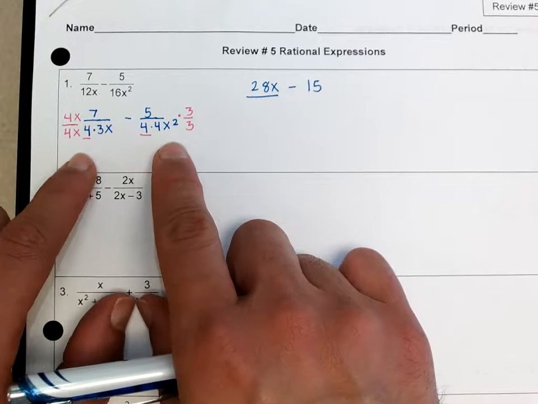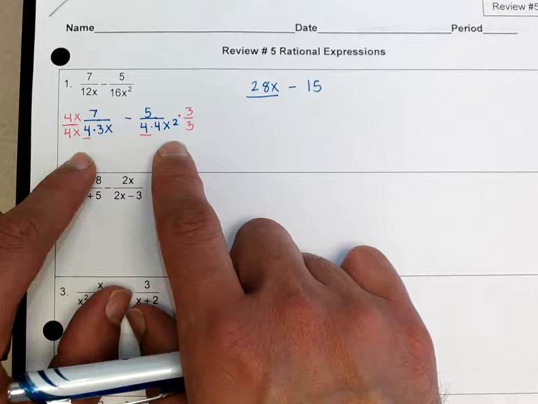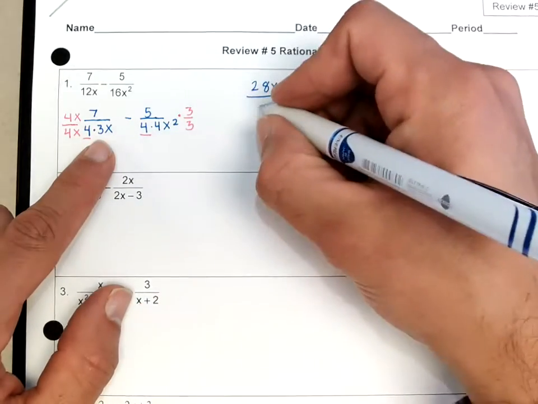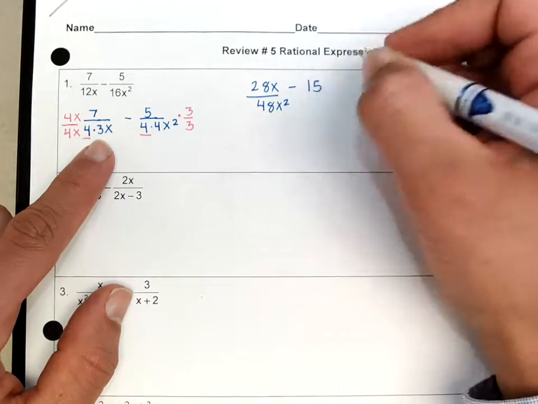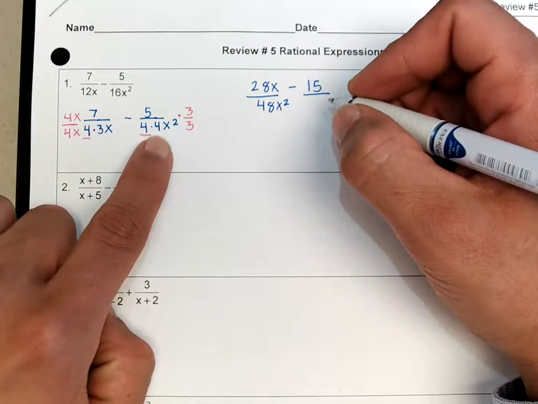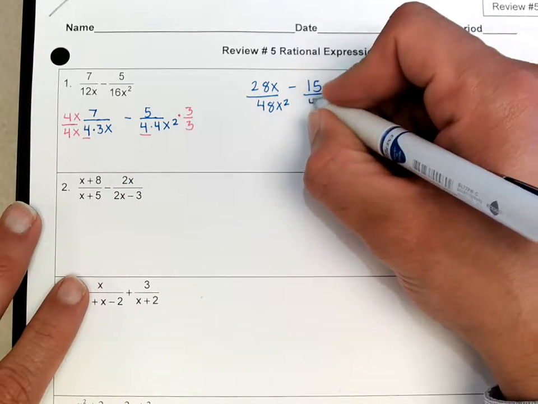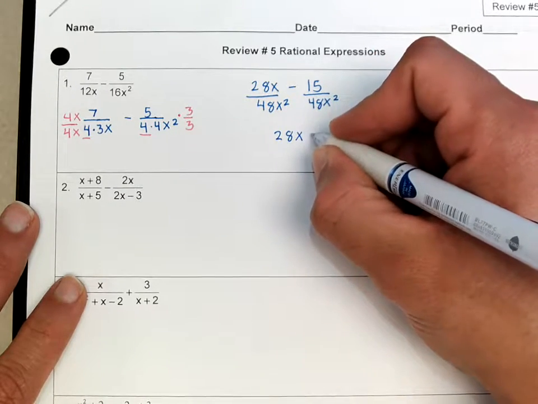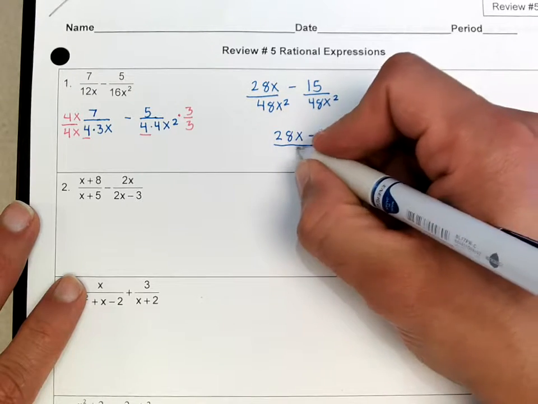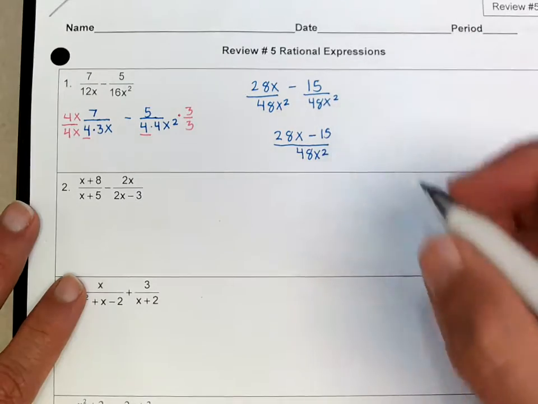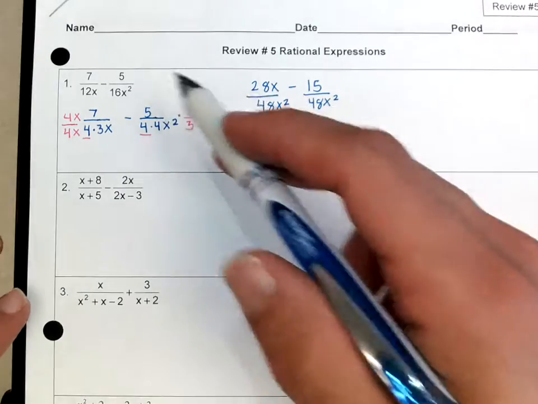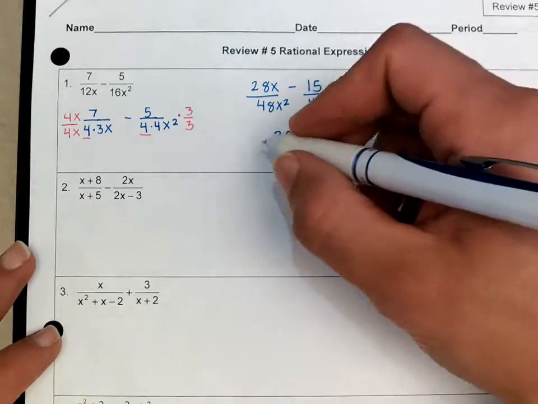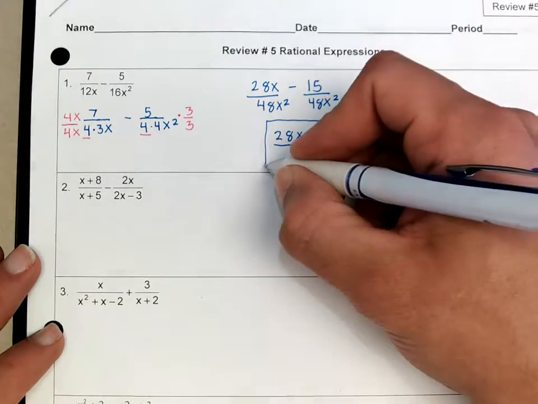Now normally I tell you not to multiply this, but I will multiply this time just to show you that it is the same. 4x times 4 is 16x times 3x, that's going to give me 48x squared. And on this side, if you multiply 4 times 4 times x squared times 3, that also gives you 48x squared. Now because I have a common denominator, I can actually rewrite this as 28x minus 15 over 48x squared. Okay, notice there is no equal sign, so that's the answer right there, right? There's no solving in this case, so there's no need to add 15 or anything crazy like that. So we're going to circle that, and that's going to be my answer.